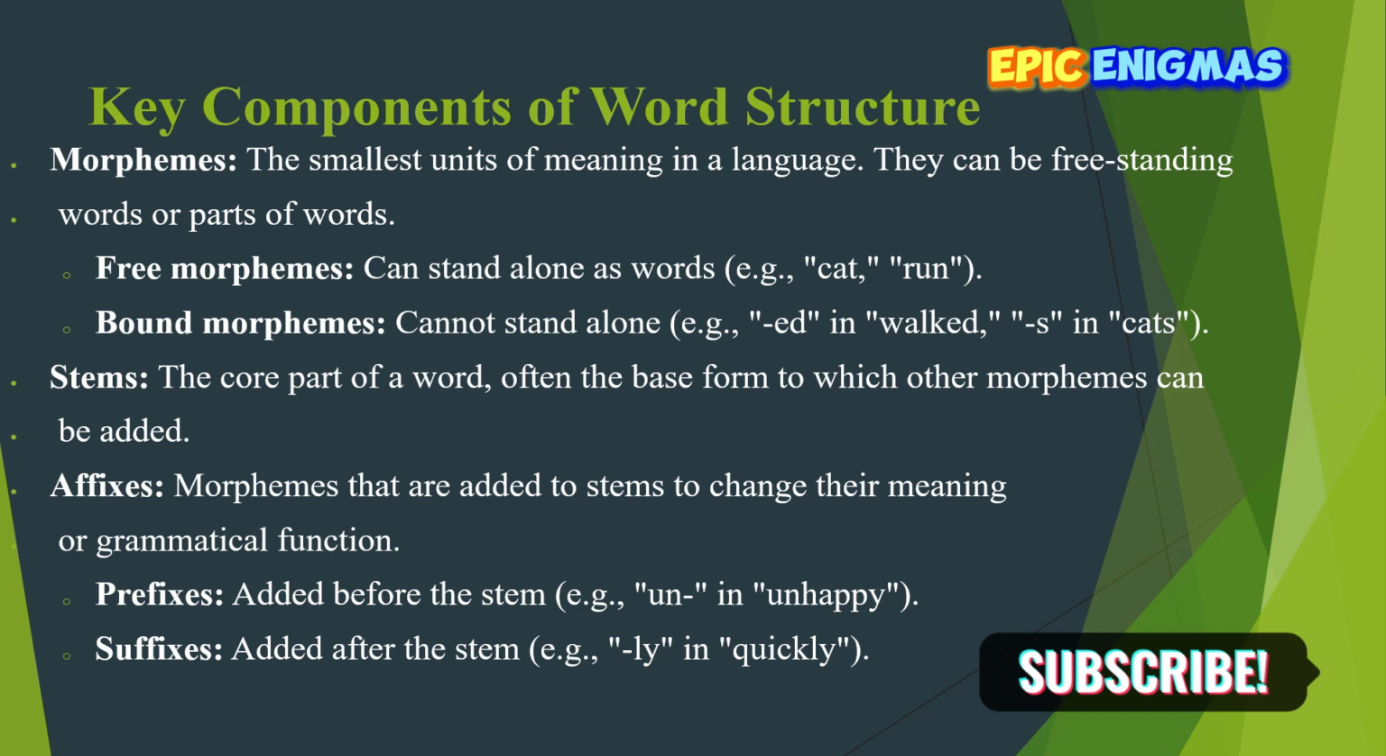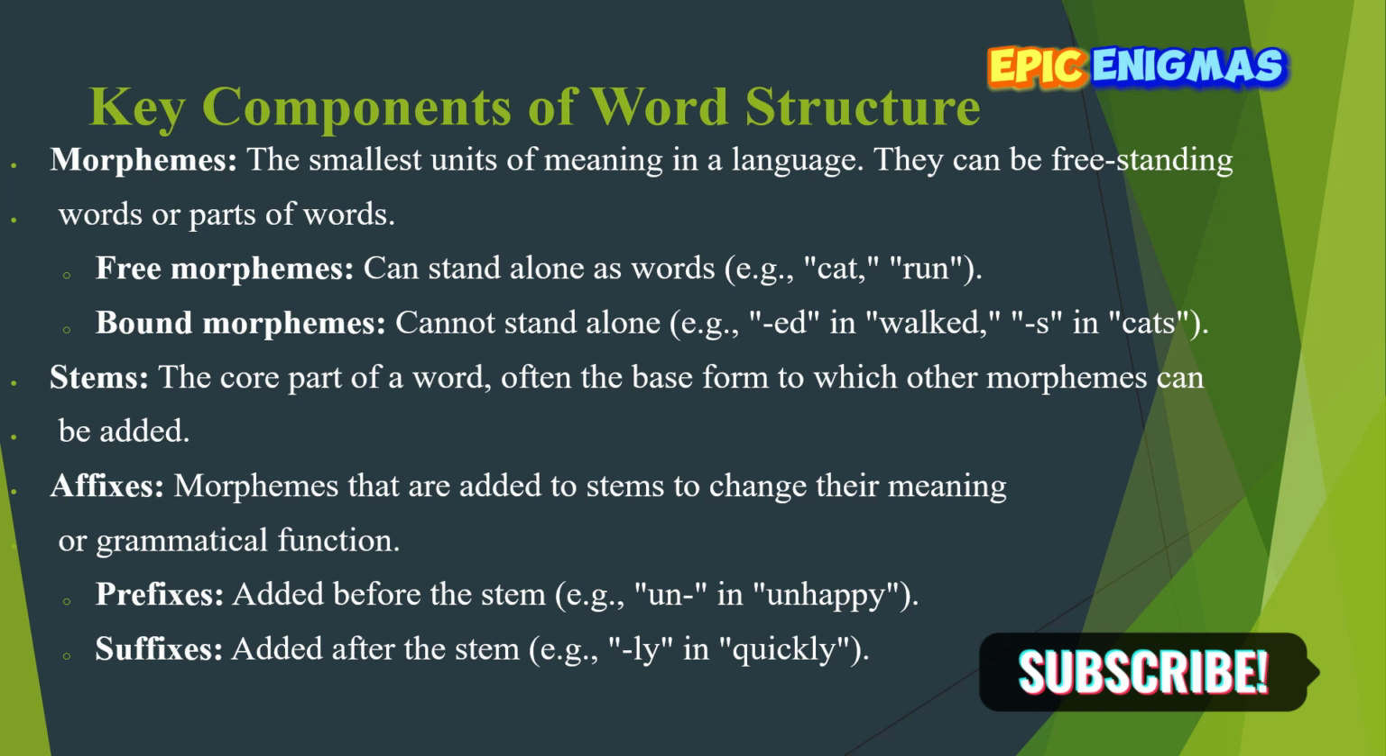For example, a free morpheme can stand alone as a word, for example, run, cat. We also have bound morphemes. It's a morpheme that cannot stand on its own. Walked, for example, in, cuts, edged.